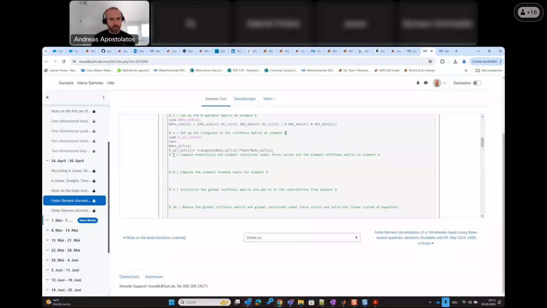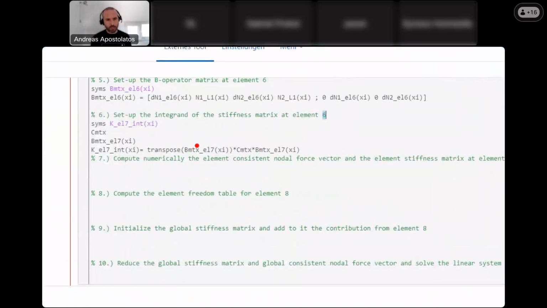But nevertheless, here the colleague got it right up to the computation of the integrand for the stiffness matrix itself, which is not a surprise. So we have the B operator matrix, we transpose that, then we multiply that with the material matrix, and then again with the same B operator matrix, and that's pretty much it.